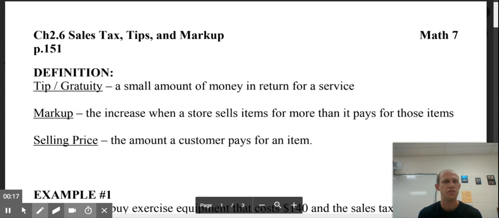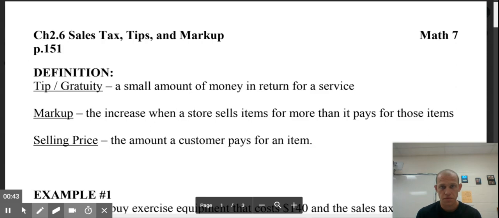If you ever see the word tip or gratuity, it means the small amount of money you're going to pay for a service. So you tip your waiter or waitress. You might tip a tour guide or someone like that for being your guide throughout the day and all the extra stuff that they did. So tip and gratuity, it's how gracious you are.